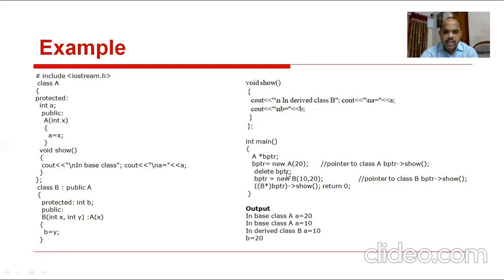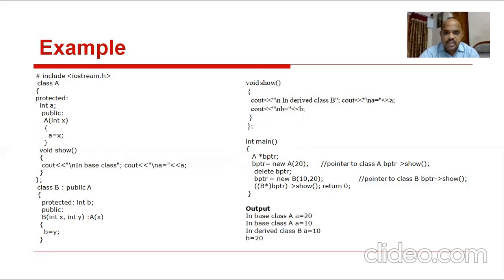Then delete BPTR. Come here: new and delete. These two are the memory allocation operators. The memory allocation operator is new, and delete is the delete operator, like the malloc and calloc functions and the free function. The delete operator is like the free function, and the new operator is like the malloc and calloc functions in the C language. Here new is a keyword. It is used to assign memory to a particular variable. That's why this is called a memory allocation operator in C++.